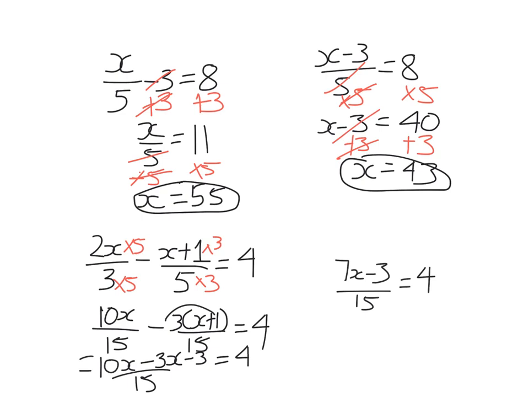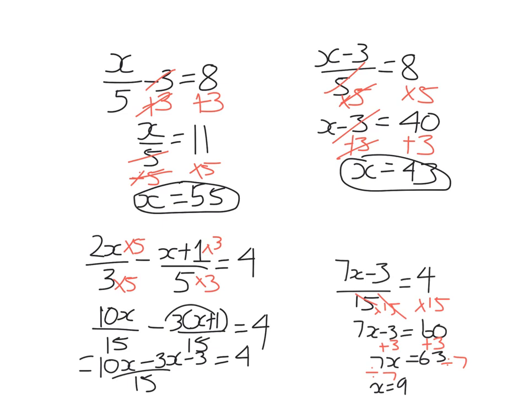I haven't actually undone what's been done to x yet. So I'm going to solve this by timesing each side by 15. That gets rid of the fraction here, times 15 and divide 15 undo each other. So I get 7x minus 3. 4 times 15 is 60. Now I'm going to undo subtracting 3 by adding 3 to both sides. And finally, I'm going to divide each side by 7, and I get 63 divided by 7 is 9. That's my final solution.